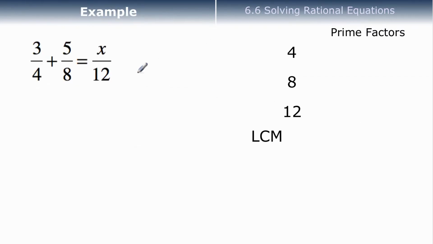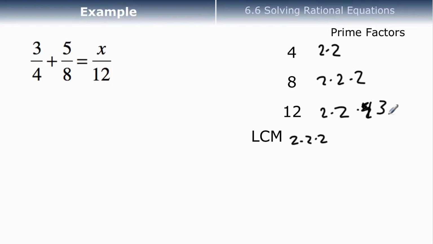Let's try one. So here's one. I need to get a lowest common denominator. So 4 is 2 times 2, 8 is 2 times 2 times 2, 12 is 2 times 2 times 3. So the LCM looks like three 2's is the largest number of 2's, and a 3. So 2 times 2 times 2 times 3. So my lowest common denominator or multiple is 24.